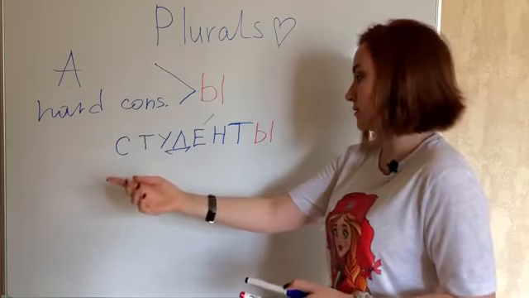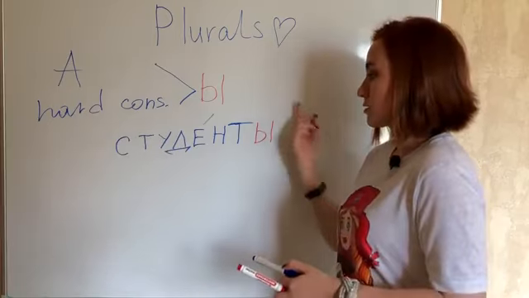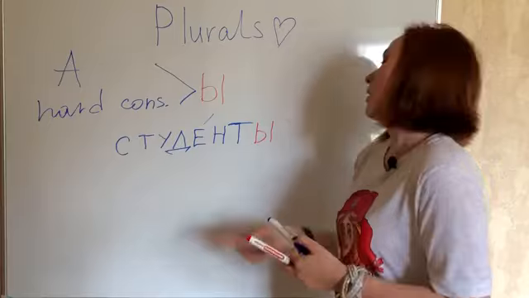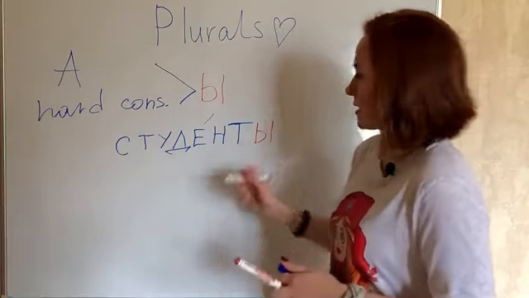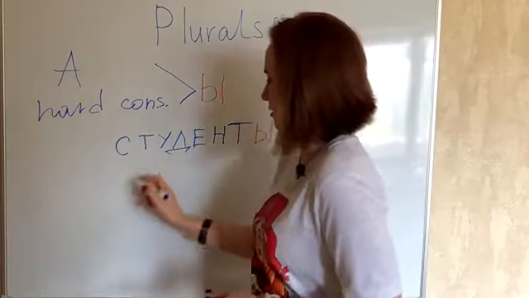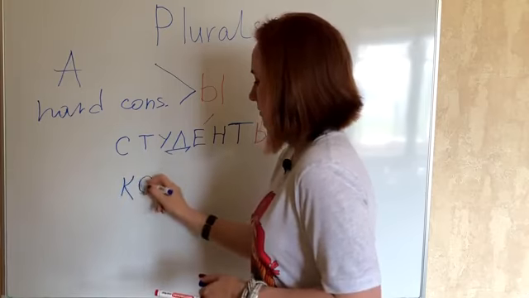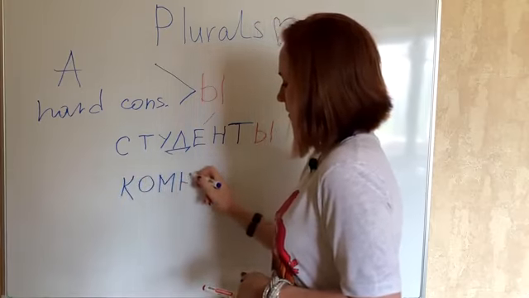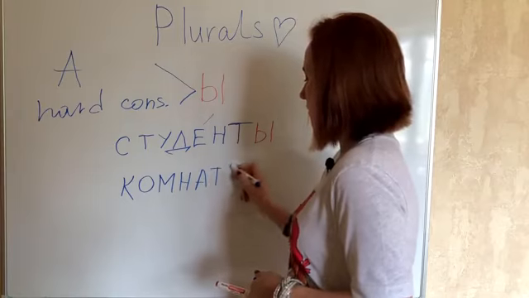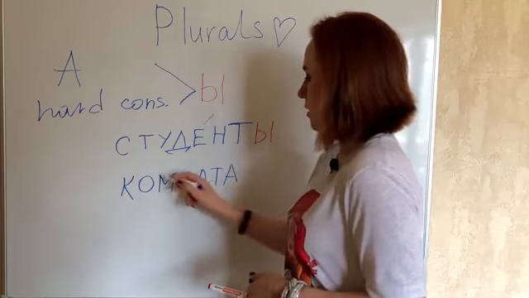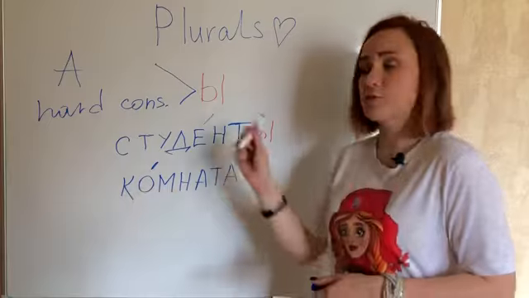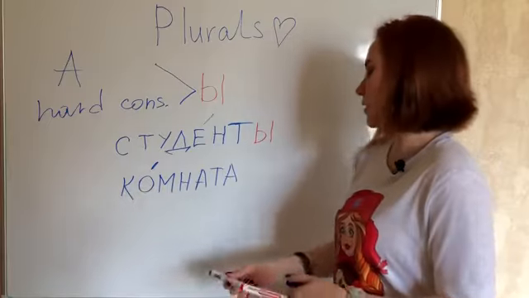For example, they are students. Они студенты. Or now with A, actually, комната. A room. Комната. Repeat after me. Комната.